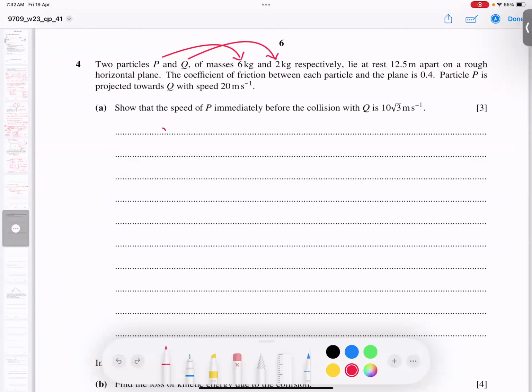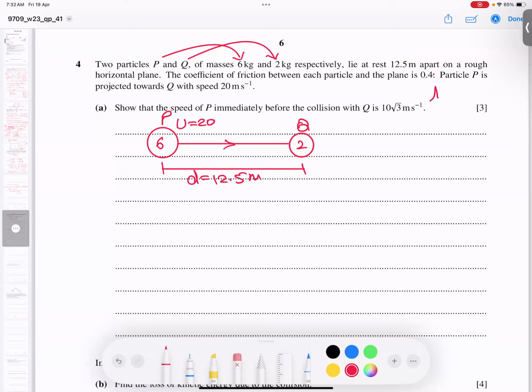So I'll just show you the concept. This is the P particle. P's mass is 6 kilograms, and it is thrown towards the smaller particle, which is 2 kilograms, and that particle is Q. The gap between them is 12.5 meters. The launching speed is 20, so u equals 20. And the mu given is 0.4. It is very clear.